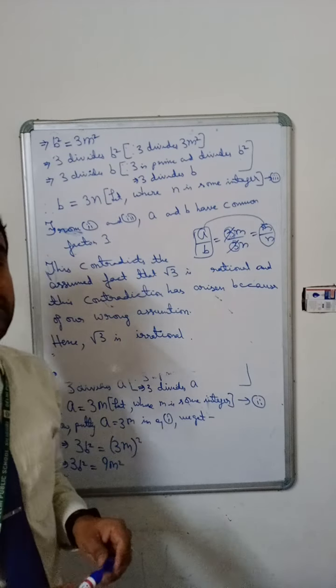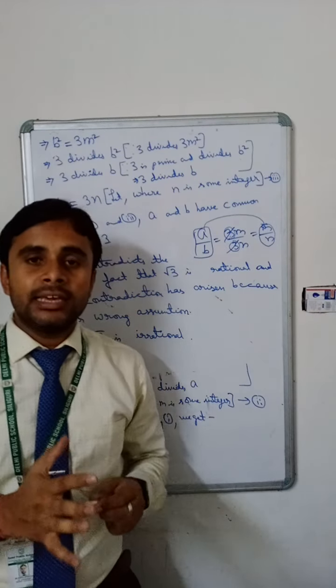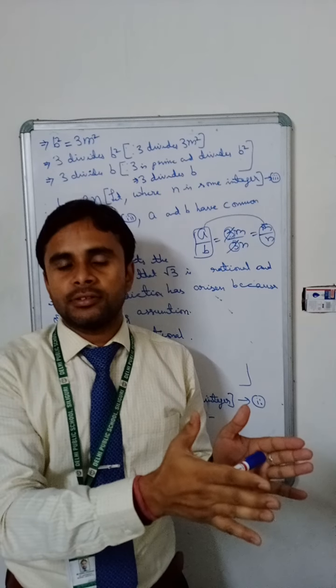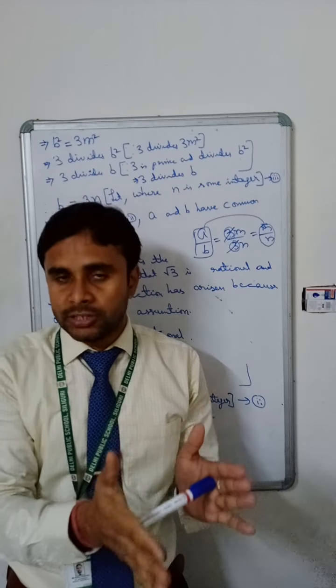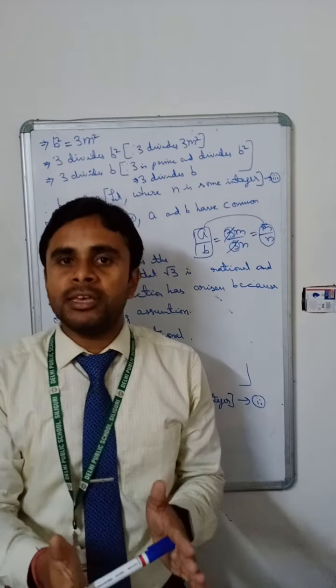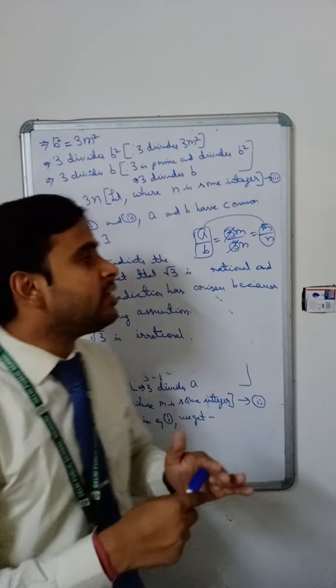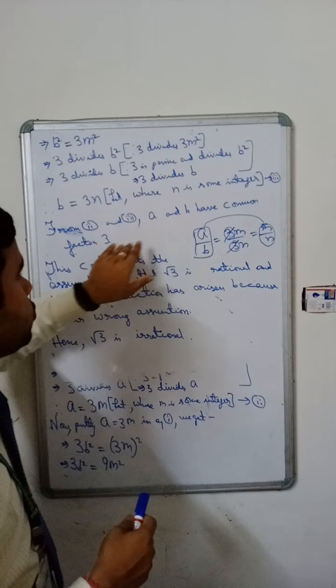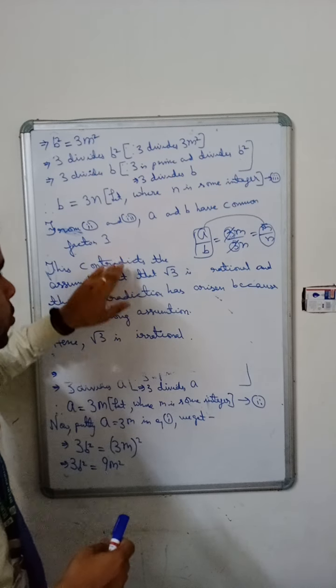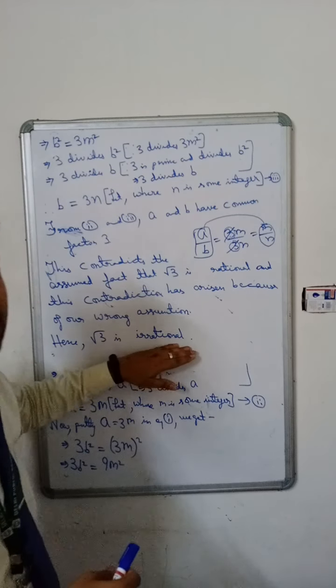So, how have we used the method of contradiction? Note down, everyone. Initially, we made an assumption that root 3 is rational, of the form a by b, where a and b are co-prime. And in the last line, we have proved that a and b are not co-prime. So hence we can say that root 3 is irrational.